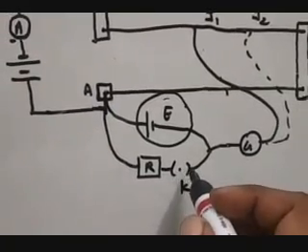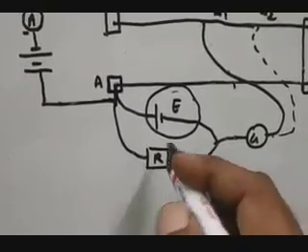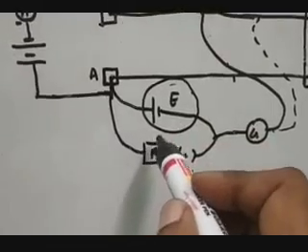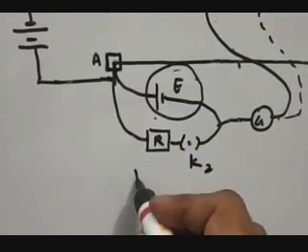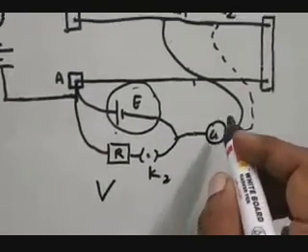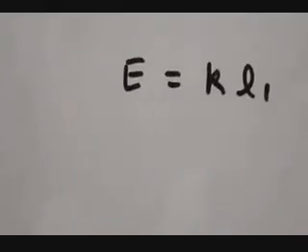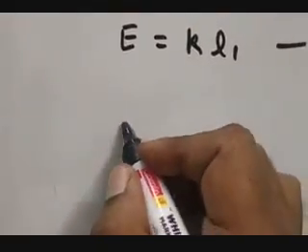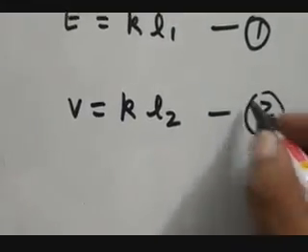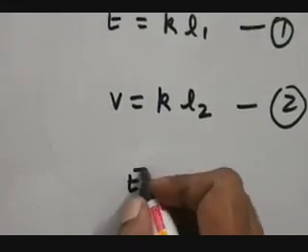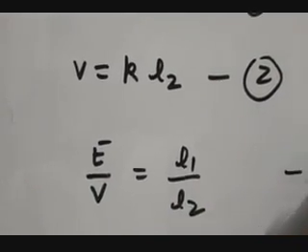Now when the key is inserted or plug is inserted here, then what will be there? This will not be EMF, but this will be the terminal potential difference V, that will be balanced on potentiometer wire, and suppose this is for J2. So we can write V is equal to KL2. So from here we get E upon V is equal to L1 upon L2.